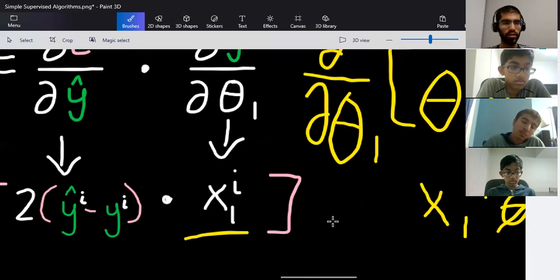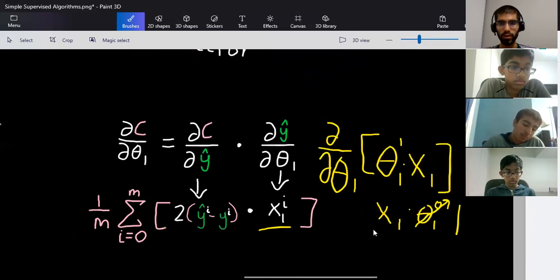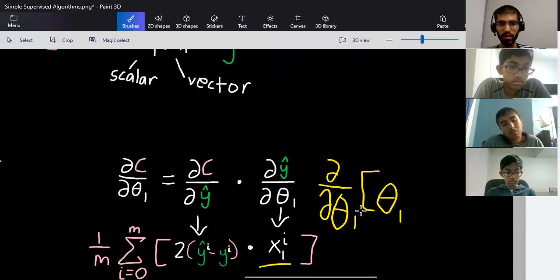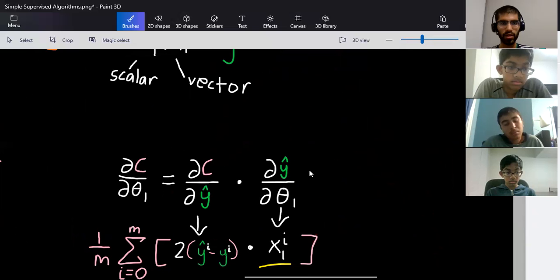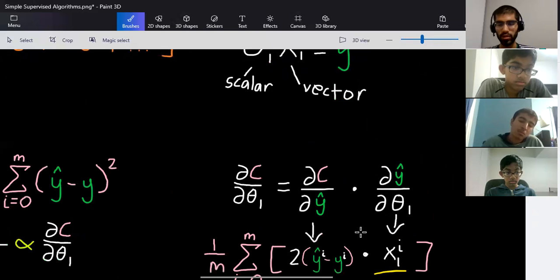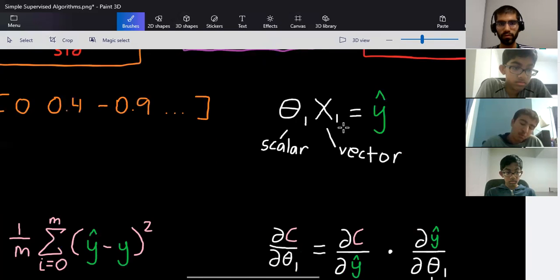And this is for the ith example. Hopefully some of that makes sense. If not, feel free to review the partial derivatives lesson. But basically, we're taking the coefficient of theta 1, and that's how we get this xi value.